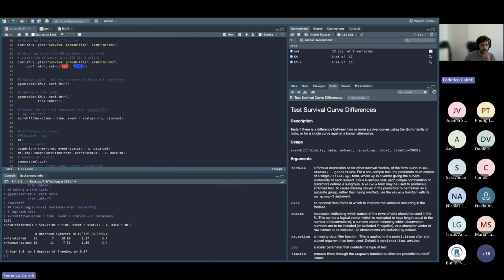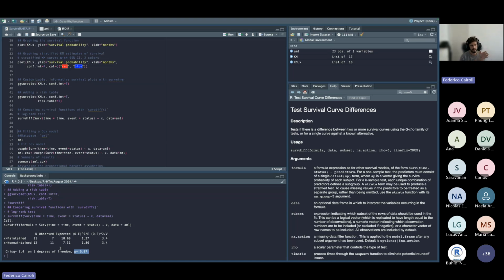what you're going to see is, for each of the treatment categories, the total number of patients, the total number of observed events, expected events, and then all the calculation needed to obtain this chi-square value. So you can see that the p-value in this case is higher than 0.05.